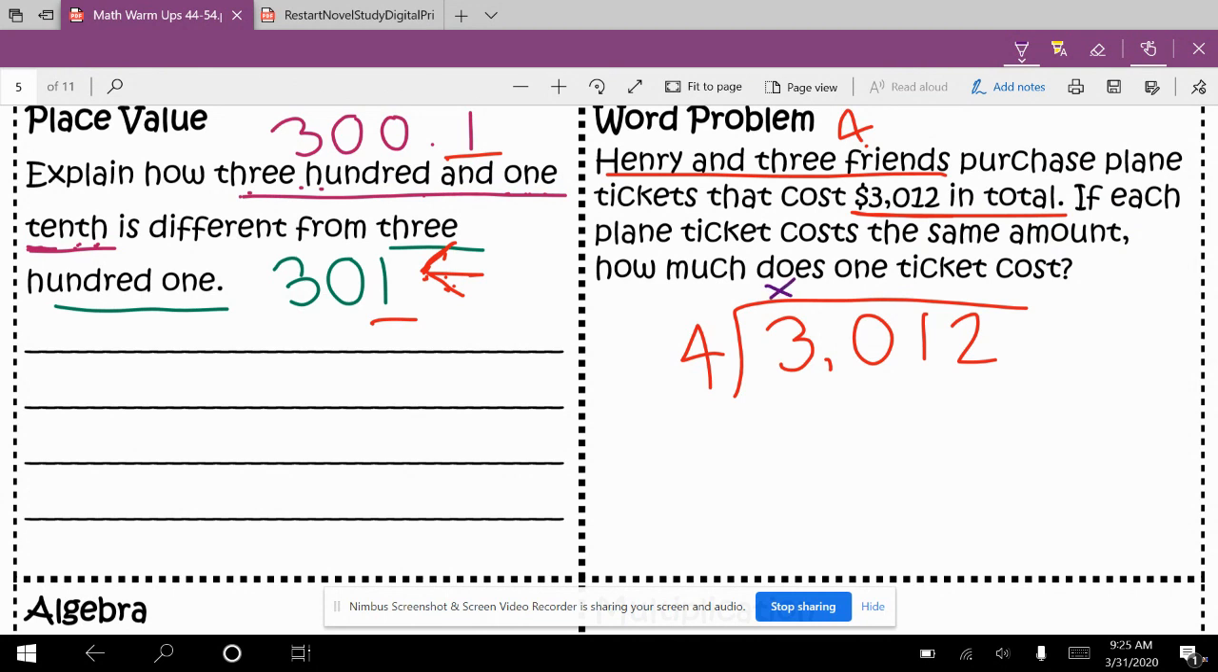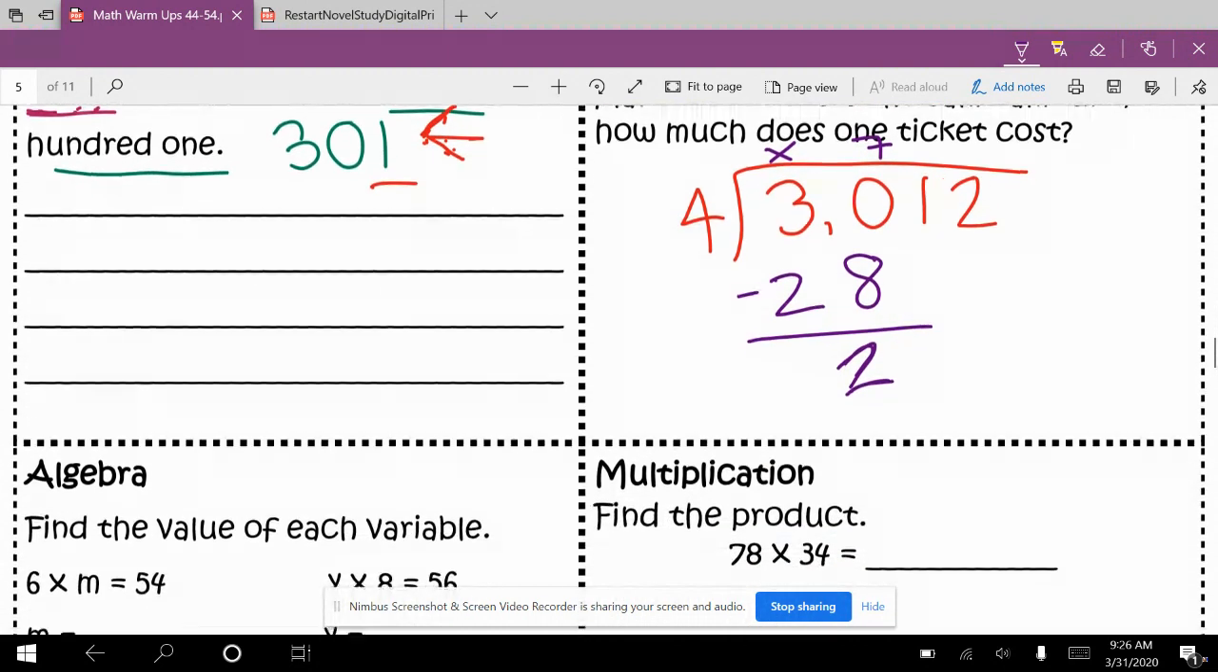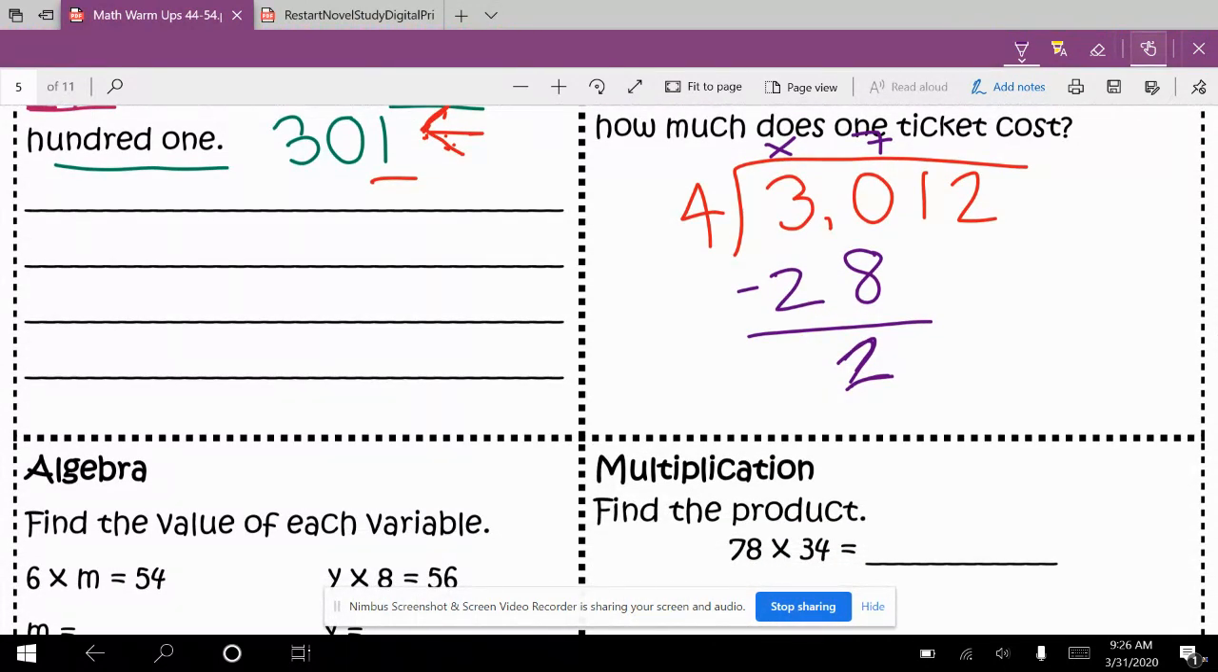4 does not go into 3. 4 into 30, I'm thinking 7 times. 7 times 4 is 28. Subtract. You could bar here, or you could just look at the big number and think 30 minus 28. That's 2 away, right? Bring down our next number.